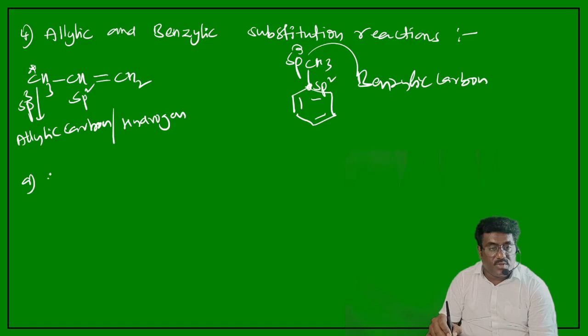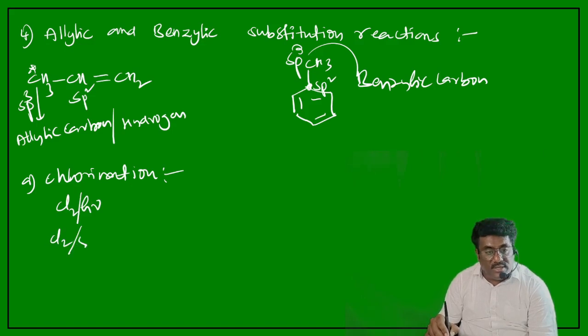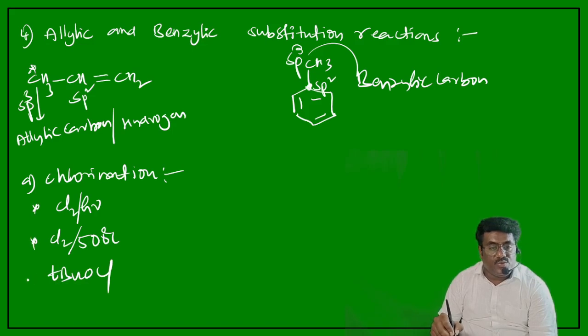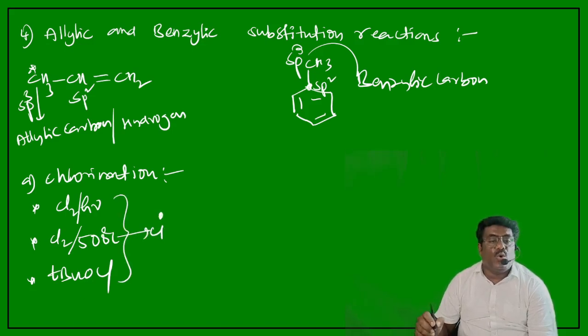First, for example, chlorination. What reagents are used for chlorination? Cl2 with hv, meaning light, or Cl2 at 500 degrees Celsius, high temperature, or t-BuOCl. These reagents are used for chlorination. All of them give chlorine free radicals. This is the chlorination. Have a look at bromination.